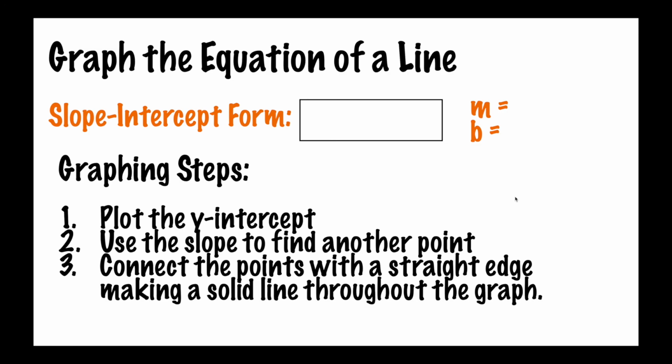Okay, next when we look at graphing the equation of a line, we want to remember the slope-intercept form of a line is y equals mx plus b, where m stands for the slope and b stands for the y-intercept. Now there's a few different steps that we want to remember when we're graphing. The first one is going to be to plot the y-intercept. So we're going to want to identify what that y-intercept, the b value is, and plot that. Then we're going to use the slope to find another point, and then finally we'll connect those points with a straight edge, making a solid line throughout the graph.